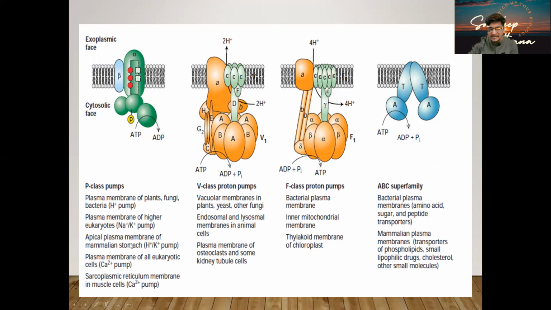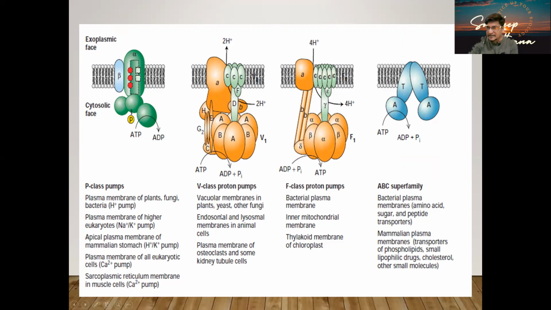Apical plasma membrane, which has the exchanger of the proton and the potassium pump. Then we have the calcium pump in the eukaryote, and in the sarcoplasmic reticulum, especially in the muscles, we have the calcium ion pump. This is the P class pump, which is signified by putting a phosphate group over the structure. Then the second class of pump we call the V class pump. V stands for vacuolar. Here also the ATP is going to be hydrolyzed, but there will be no phosphorylation on the structure.